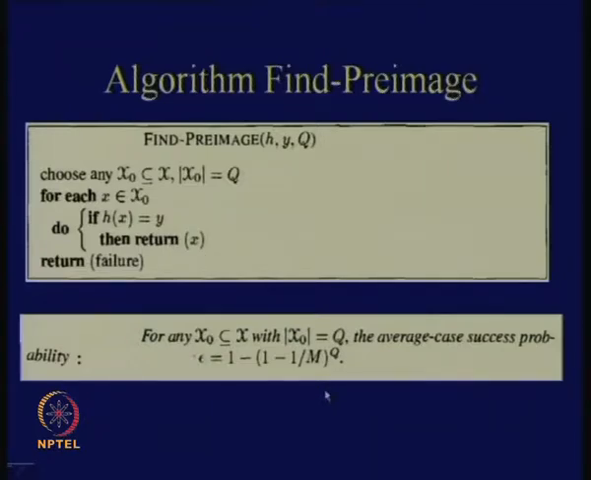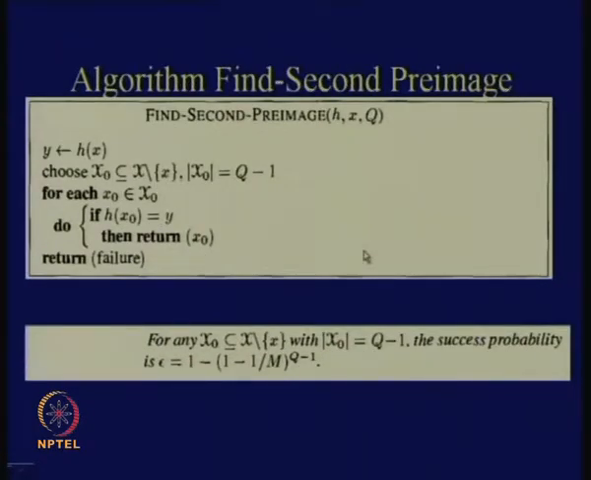So, what about the second pre-image problem? In a second pre-image problem, you have been provided with the function h and you have been given the value of x, and from there you have to give the second pre-image, which means that you have to give an x dash which is not equal to x, but which results in the same hash output. So, the first step will obviously be to calculate the value of h(x). Then you choose a subset x naught excluding the value of x, of course. You choose any other subset, and the size of x naught is, suppose, q minus 1.